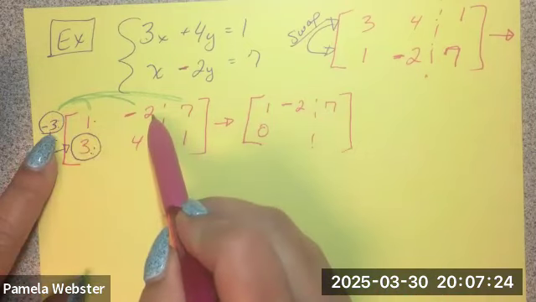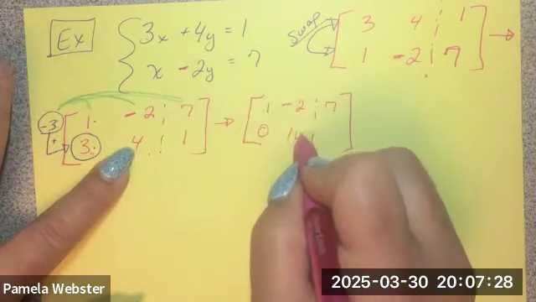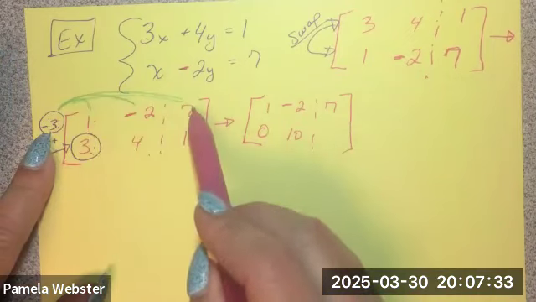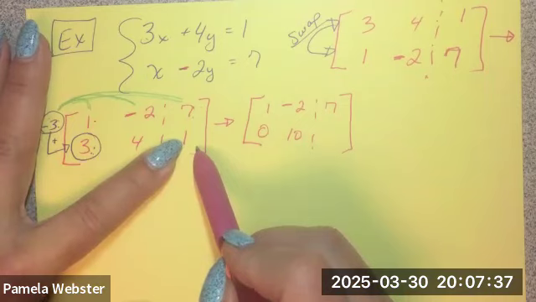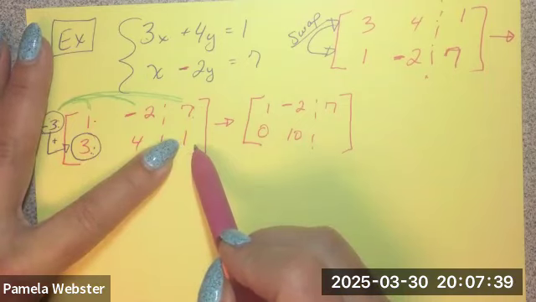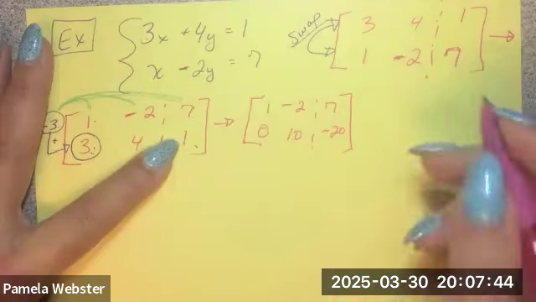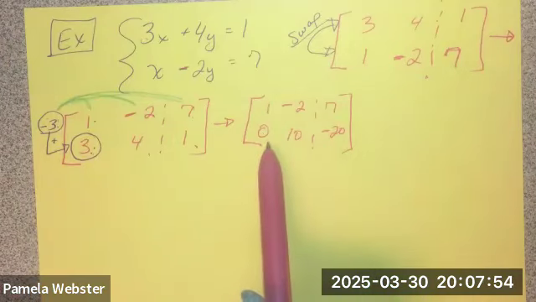-3 times -2 is a positive 6. 6 plus 4 is 10, right? -3 times 7 is a -21. -21 plus a 1 is -20. And if you need to, you can do some of this scratch work off to the side or use your calculator, that kind of thing. Okay. So that's what I wanted to happen here. I wanted a 1 and a 0.